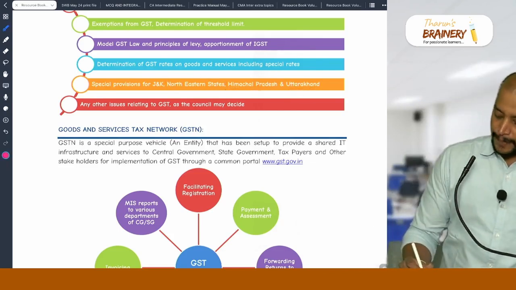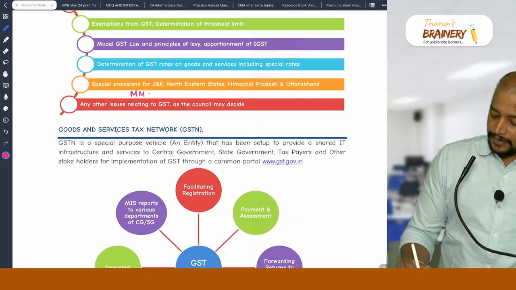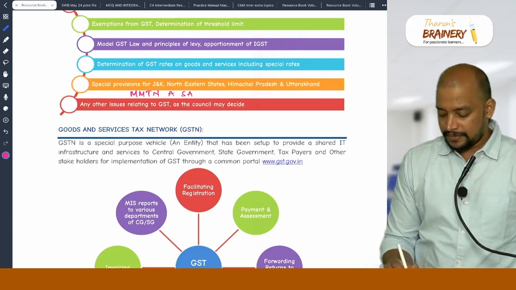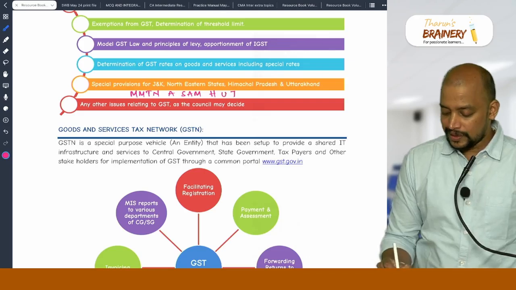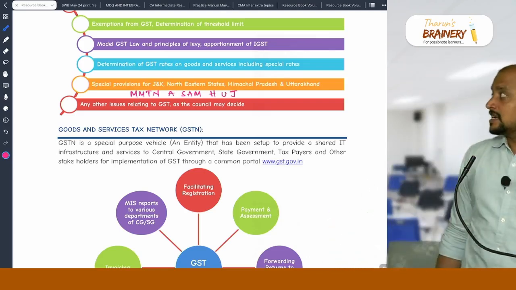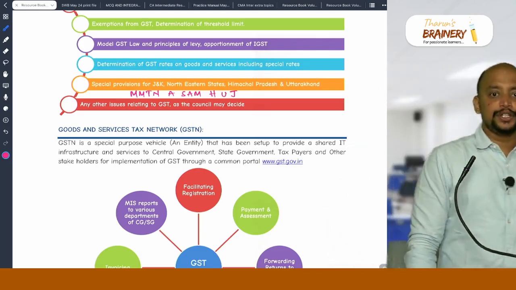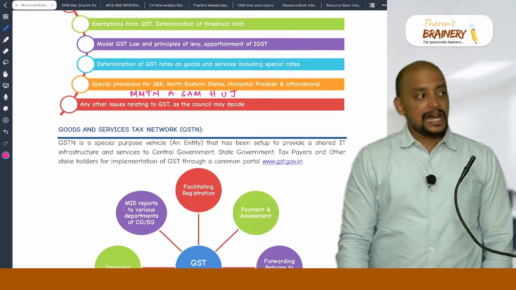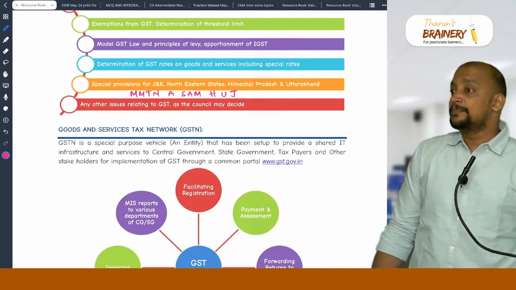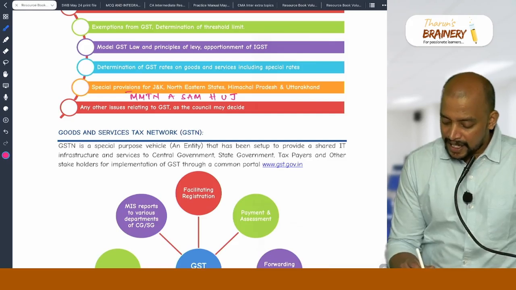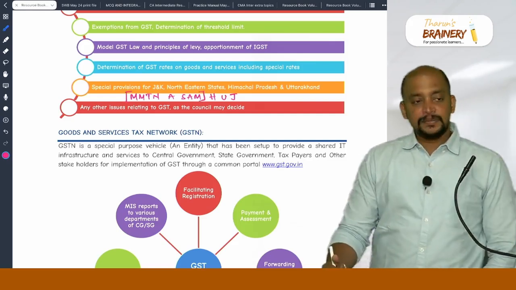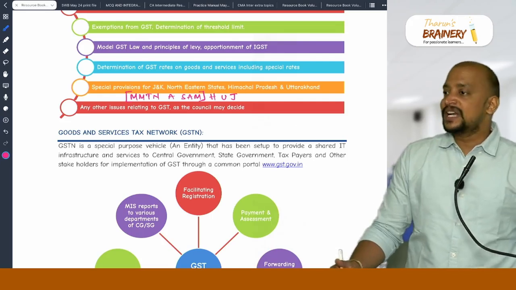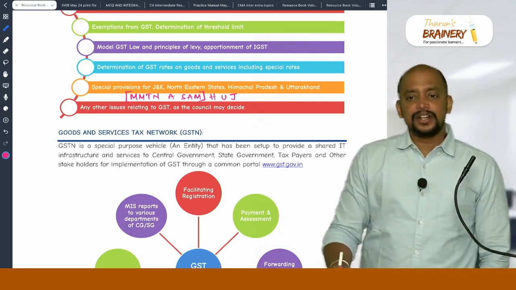You just write over there: M-M-T-N, A-S-A-M, H-U-J. MMTN is Manipur, Mizoram, Tripura, Nagaland. Then A, Assam. Then S, Sikkim. Another A is Arunachal Pradesh. M is Meghalaya. So basically Manipur, Mizoram, Tripura, Nagaland, Assam, Sikkim, Arunachal Pradesh and Meghalaya are the northeastern states. Then H, Himachal Pradesh, U, Uttarakhand, and J for Jammu and Kashmir.